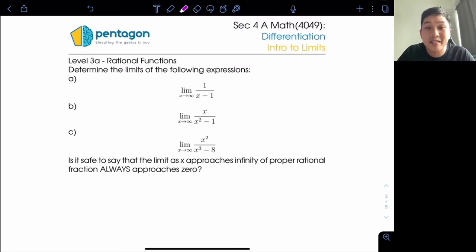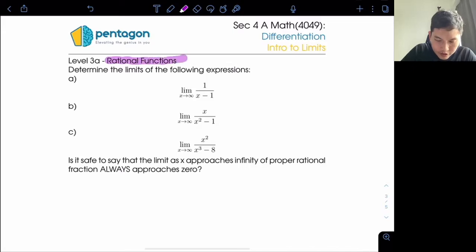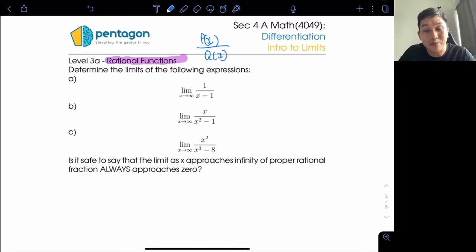Today we're going to evaluate the limits of rational functions. So you might ask, what are rational functions? Well, rational functions are functions where you have a function in the numerator and a function in the denominator. And that's what we have in these three questions today.